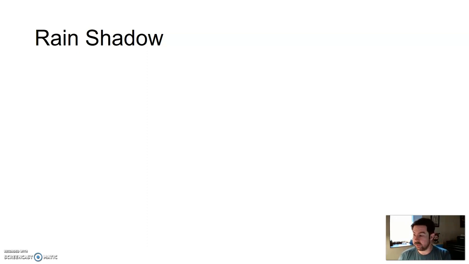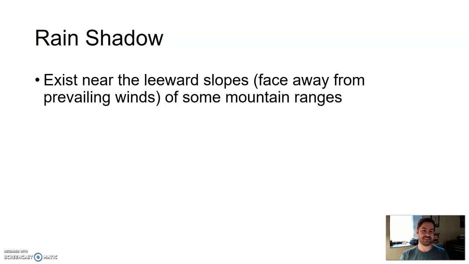Rain shadow deserts, the fourth type. So they exist near the leeward slope. That's the side of mountains facing away from the prevailing winds. So they exist on the leeward slopes of some mountain ranges. I'll show you a diagram here in just a second.